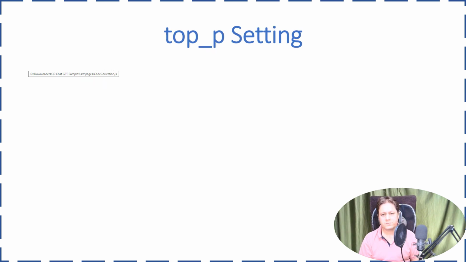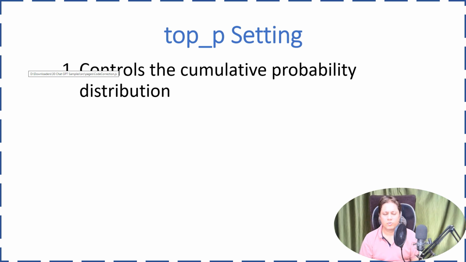Now let's talk about the top_p setting. Remember what I'm saying right now: don't play with both parameters at the same time. This is very important. People think that if I vary top_p and I vary the temperature setting, it will give very unique results, or something very different. But don't consider that. It is not that way. You need to tweak only one parameter at a given point in time.